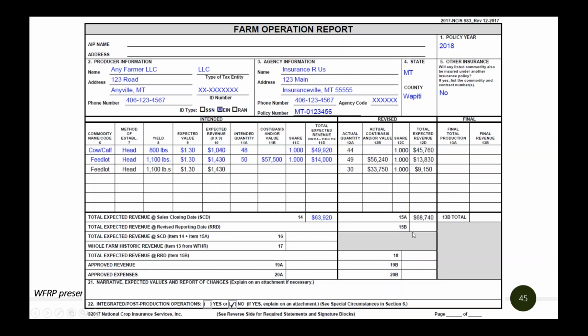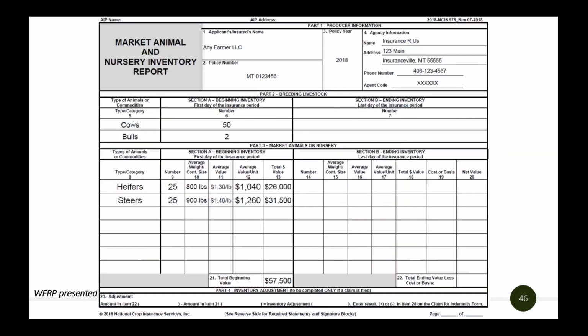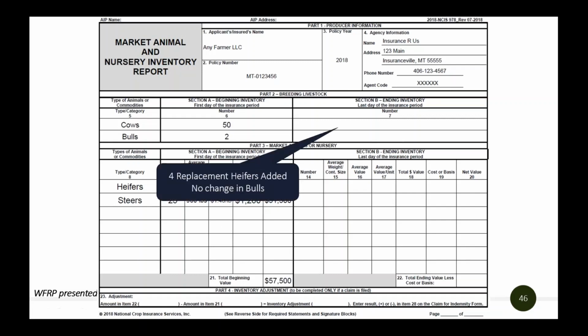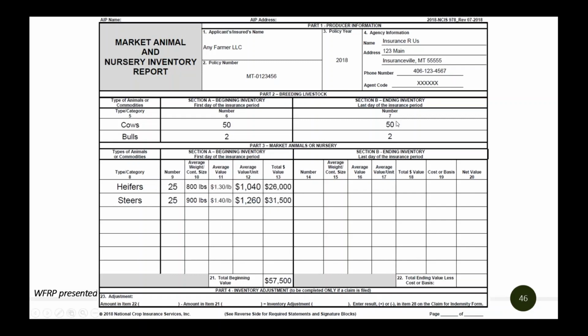So this is the amount that premium will be based upon for the year. As I said earlier in an earlier slide, at revised time or acreage reporting time, if you will, that's the time that we'll base your premium on in the insurance cycle. So here's what our inventory report is going to look like. Carrying over those that we raised this year. We've got 4 replacement head here. So notice this number really didn't change because we just replaced them.